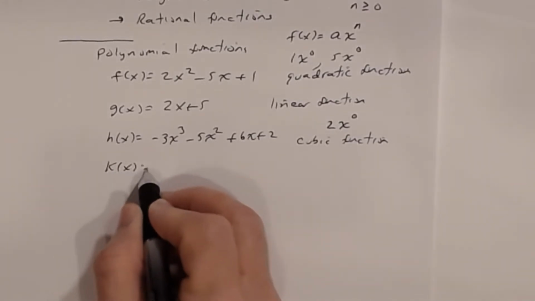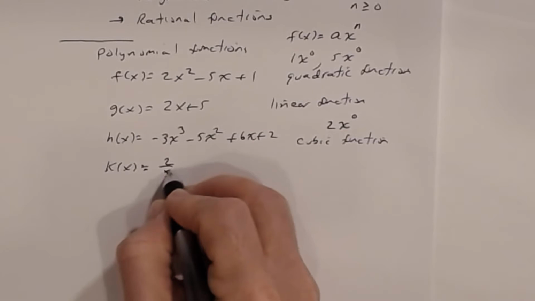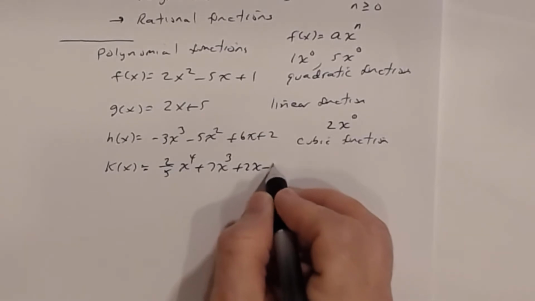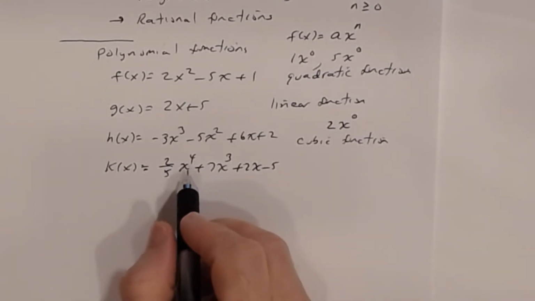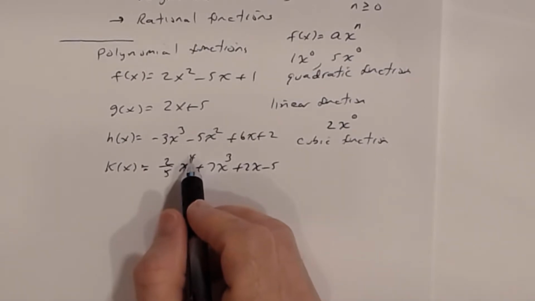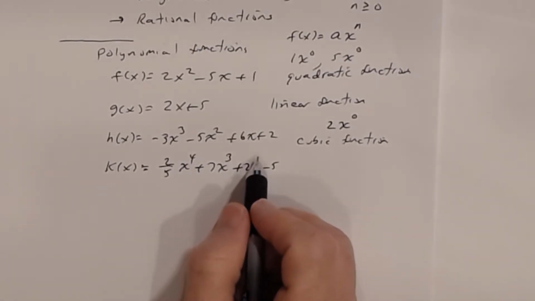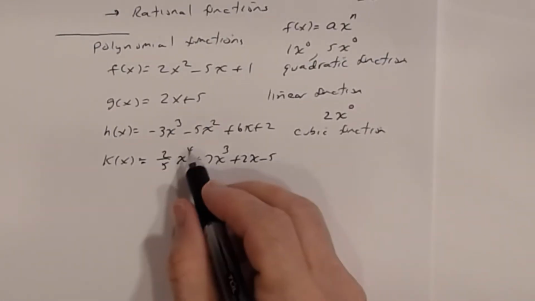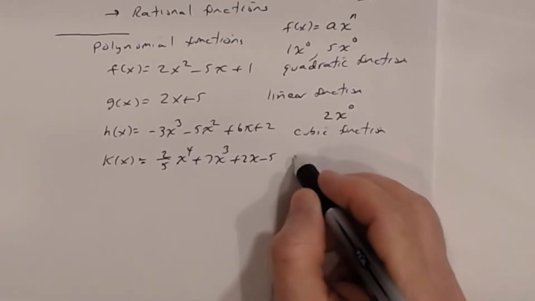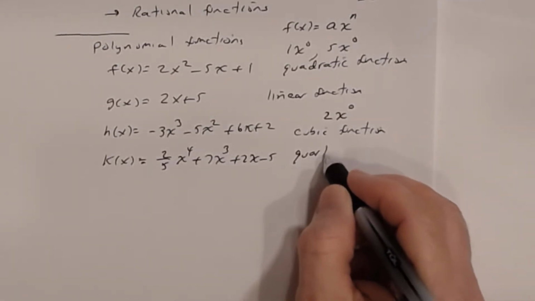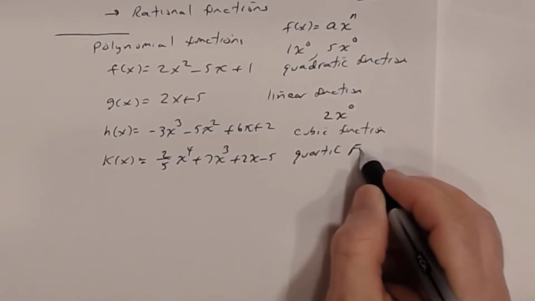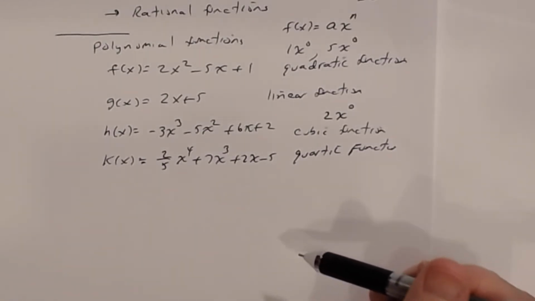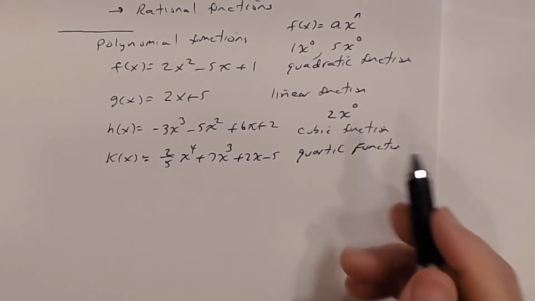All right, let's look at another one. k of x equals 2 fifths x to the fourth plus 7x cubed plus 2x minus 5. Again, that's a polynomial function. 4 is a positive integer, 3 is a positive integer, x to the first, so 1 is a positive integer, and your constant. Now, the largest exponent is 4, so it has a name also, and we're going to call that a quartic function. For the others, we just call it a polynomial function.